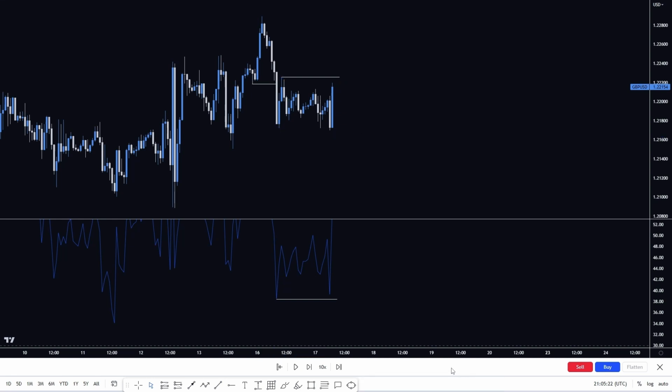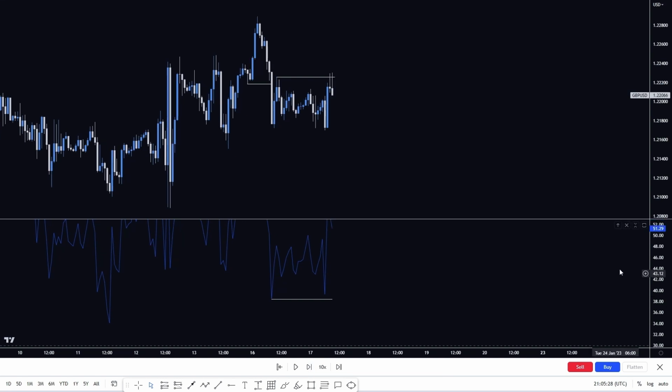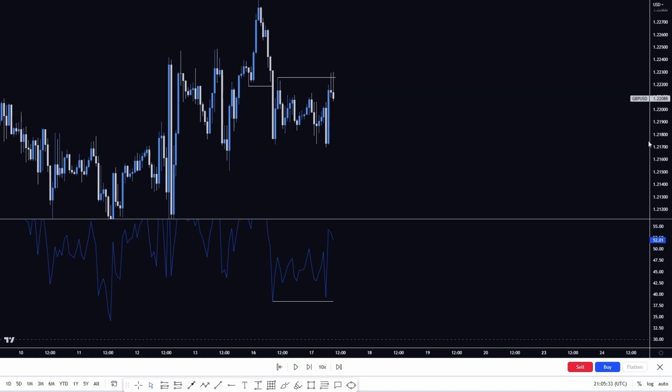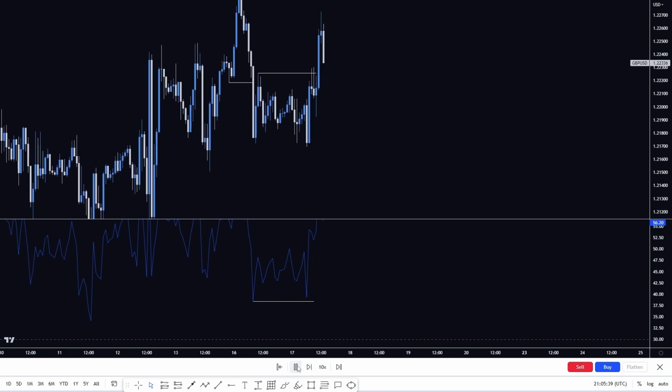So if we keep playing out the candles now, what can we actually see happening next? There we go, price starts to break up, and at this point you can see that the RSI is starting to pull back. This could indicate to us potentially that price is going to continue to the upside. So we'll wait and see what happens next.